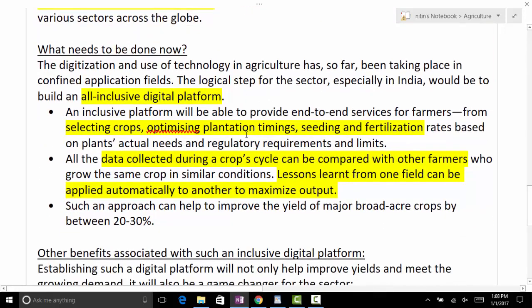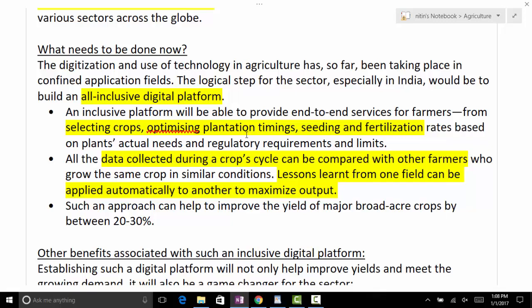So these are various points that this article proposes to bring. So what could be done? You can read there. What needs to be done now? It says an all-inclusive digital platform. In what way could it help with end-to-end service for farmers? For example, selecting crops, optimizing plantation timings, seedlings and fertilization. At every level, this digitization will help in improving productivity.